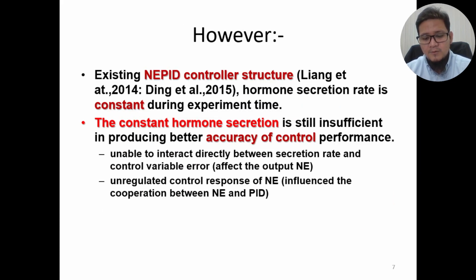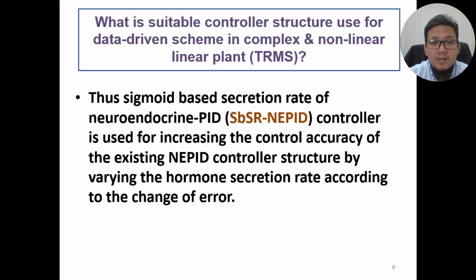efficiency and accuracy performance. However, in the existing neuroendocrine PID control structures, the hormone secretion rate is a constant during the experiment time. So this constant hormone secretion is still insufficient in producing better control accuracy performance, due to being unable to interact directly between the secretion rate and the control variable error. And the unregulated control response of the neuroendocrine also influences the cooperation between the neuroendocrines and PID controllers.